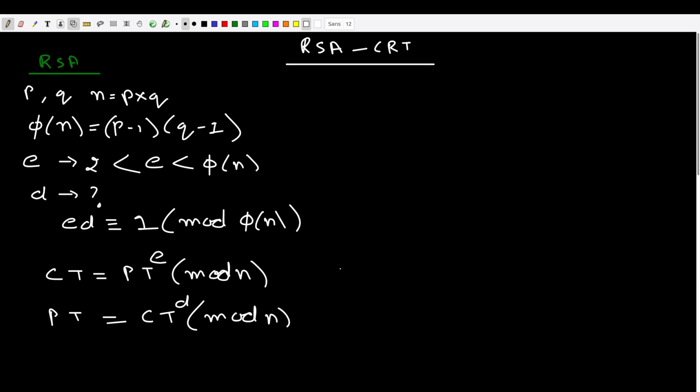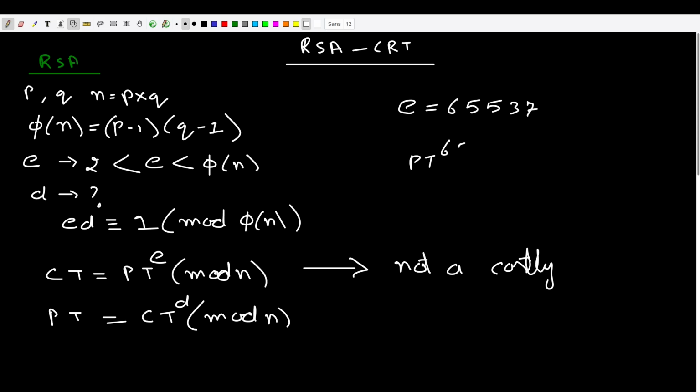Now within this, encryption is not a costly operation. And here by costly, it simply means time wise. In order to compute the ciphertext, we don't require a lot of time. The reason for this is that in practice we generally use the public exponent as 65537, and plain text to the power 65537 is something which can be computed relatively faster.